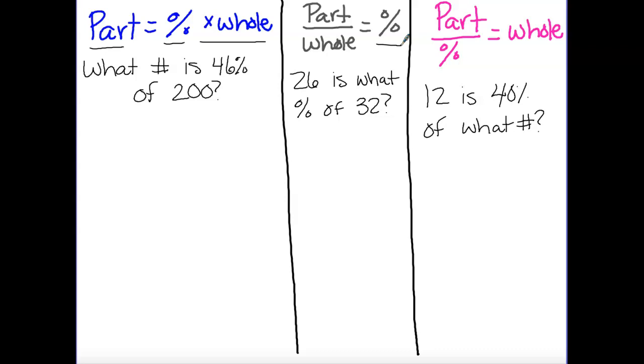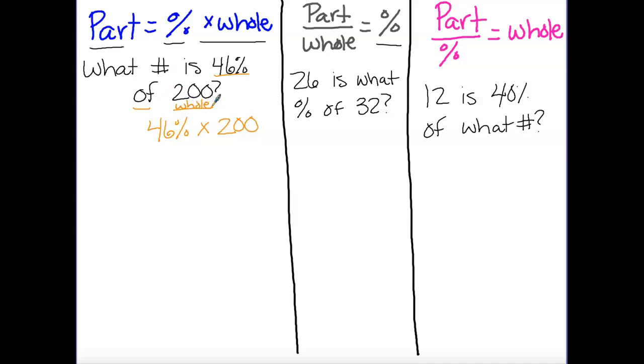Our first one is, what number is 46% of 200? The key part is 46% of 200. 46% of means to multiply by 200. A good hint is that the number or word that comes after the word of is always our whole. Okay, it's our total.